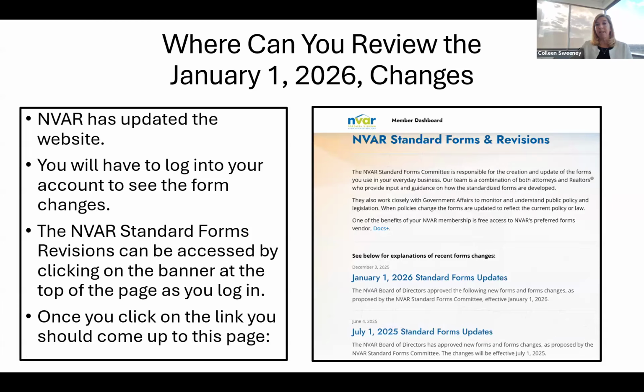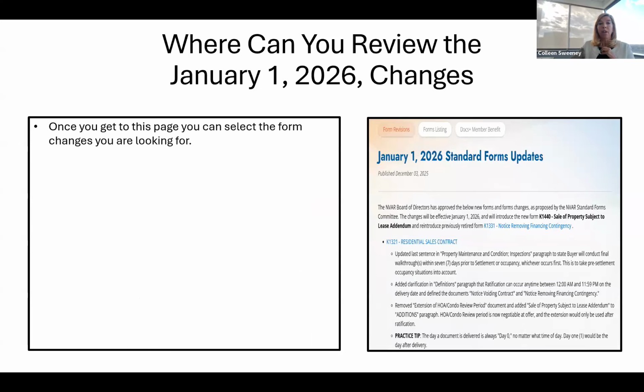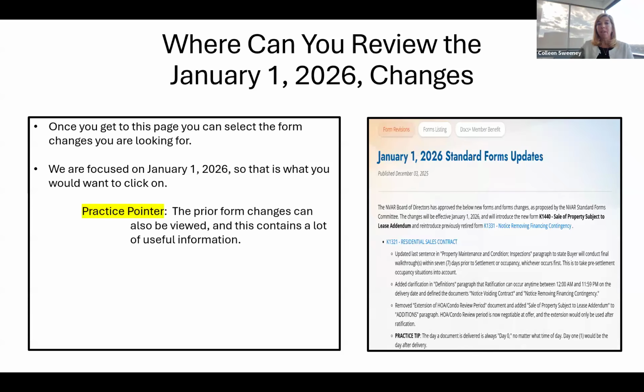One of the things I always like to remind people is that not only can you look at the standard forms changes for this update, but the past iterations are there as well. I've always found this to be really helpful. So once you get to this, you're going to click on January 1st, 2026 standard forms changes, and you'll be able to look at it.